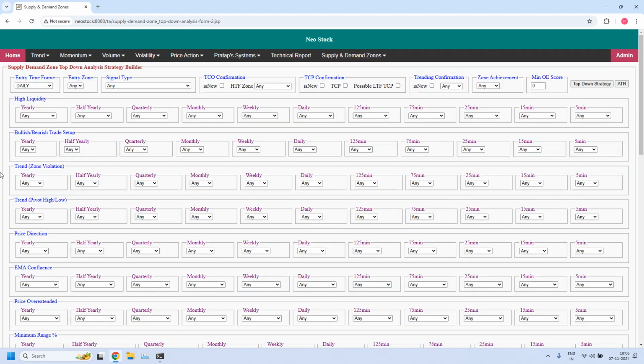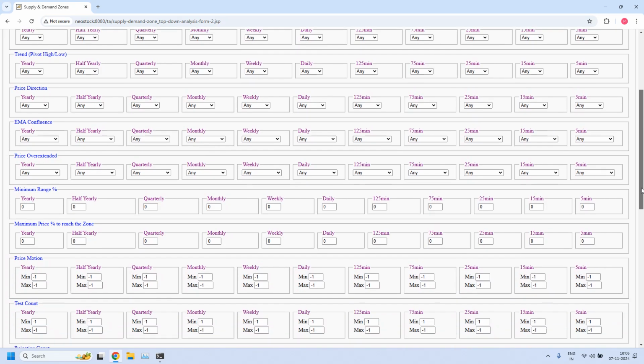Next we will generate bullish and bearish trade setups for different income trades, starting with monthly income trade. Bullish trade setup, entry time frame is daily, entry zone is demand zone. In bullish or bearish trade setup at a daily time frame, I am selecting bullish, and this daily demand zone should not be pierced.